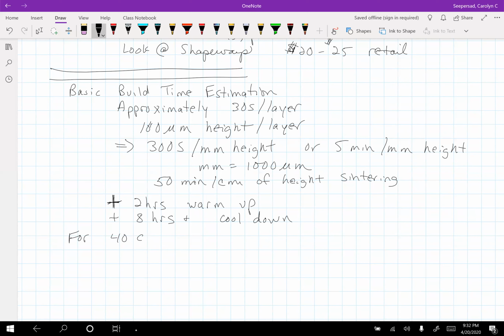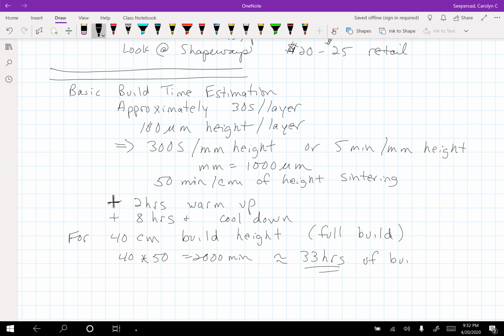So for a 40 centimeter build height, that's a full build. Then we're talking about 40 times 50, 2,000 minutes, which is approximately 33 hours of build time.